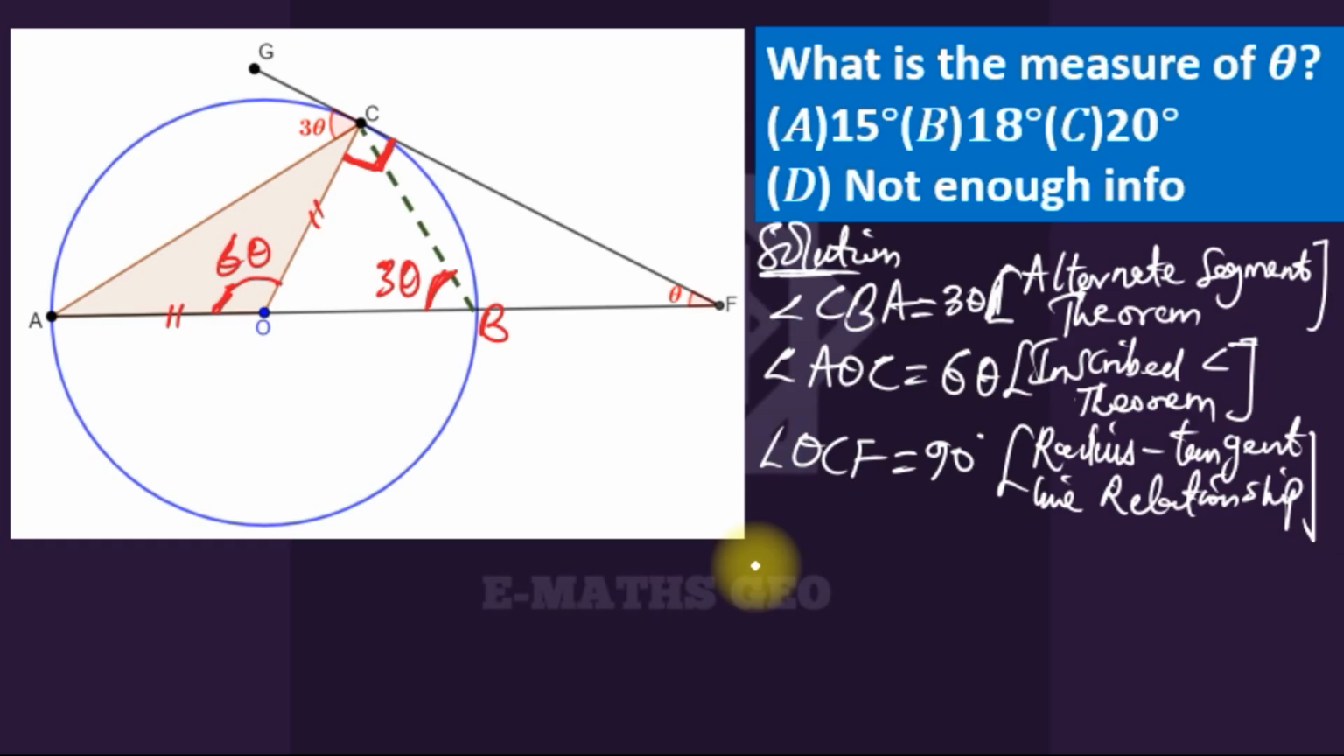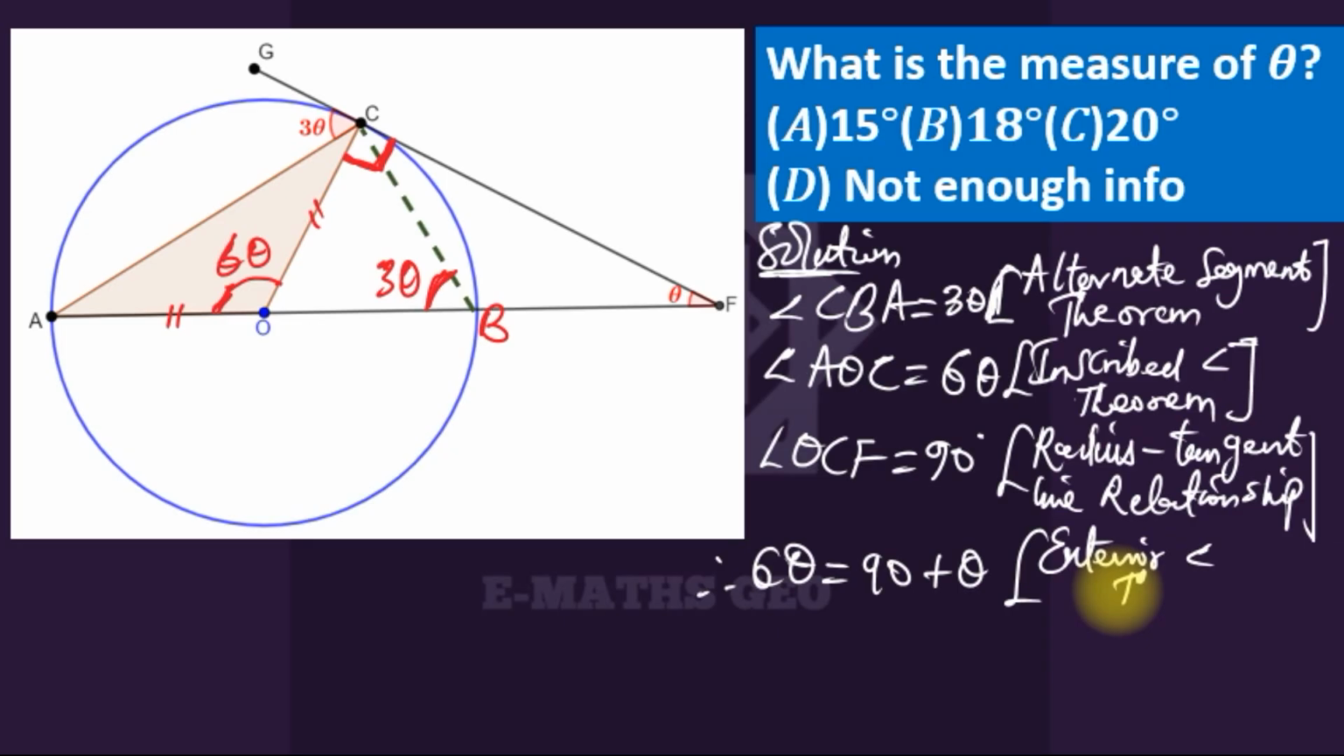So finally, we'll see that 6 theta is the same as 90 plus theta based on what? Exterior angle theorem, as the sum of remote interior angles equals the exterior angle. So from here we see that 6 theta minus theta is 5 theta. So theta is 90 over 5, which is 18 degrees. So this is our answer, option B.